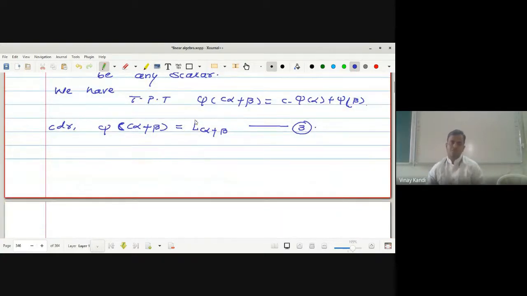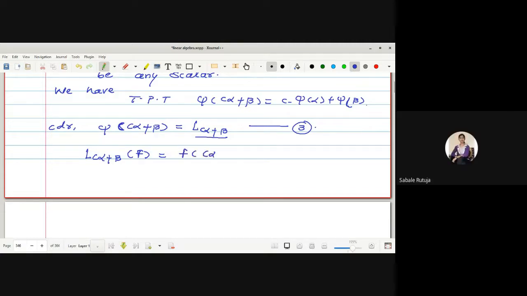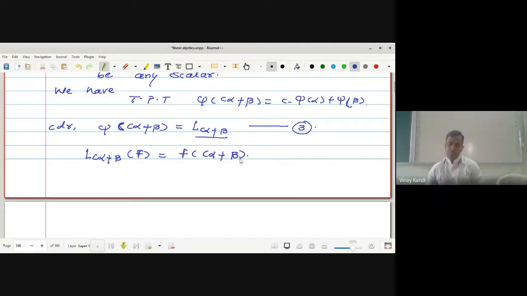Now operate this L of c alpha plus beta. हा कोणता एलिमेंट आहे? V स्टार मध्ये, V डबल स्टार मधला एलिमेंट. ओके, सो L याची व्हॅल्यू फाइंड आउट करायची आपल्याला. ओके, सो L of c alpha plus beta on the functional f, which is equal to, by the definition of L, f of c alpha plus beta. Okay, by the definition of L alpha.